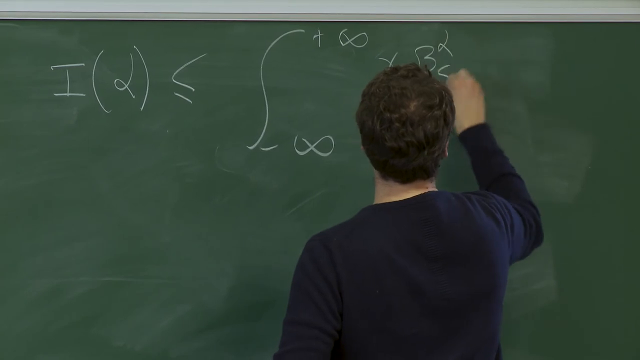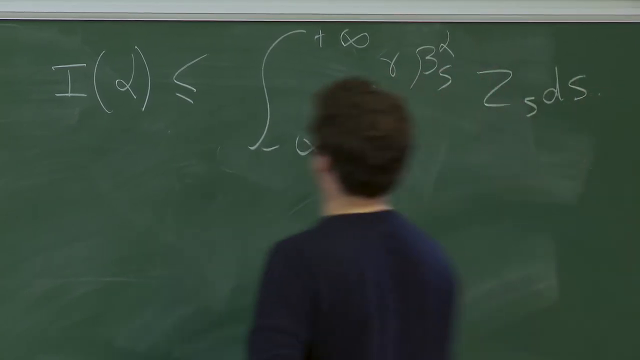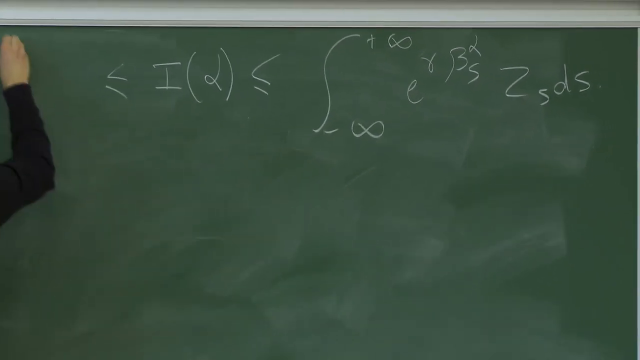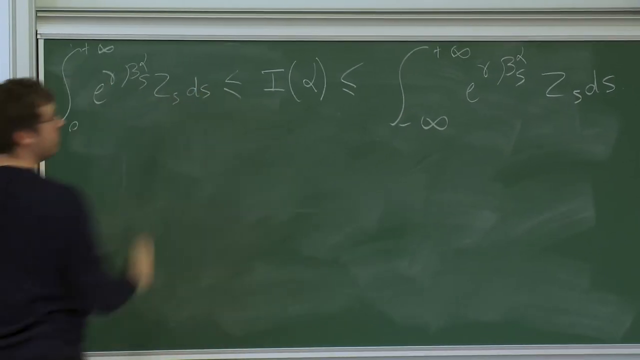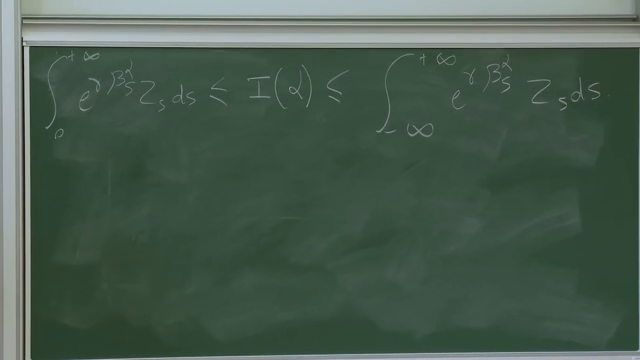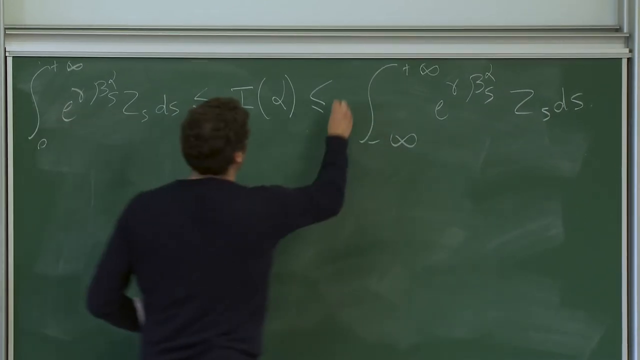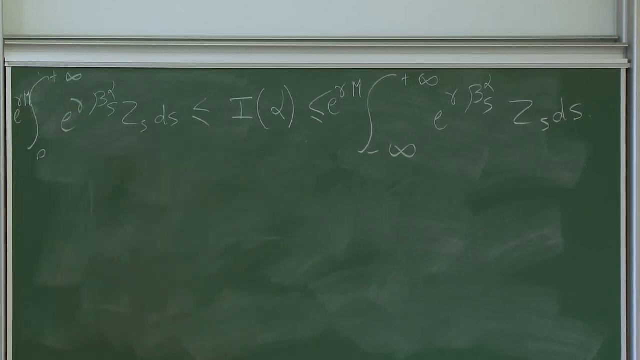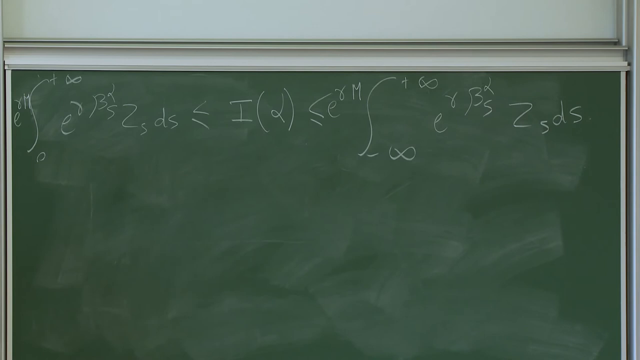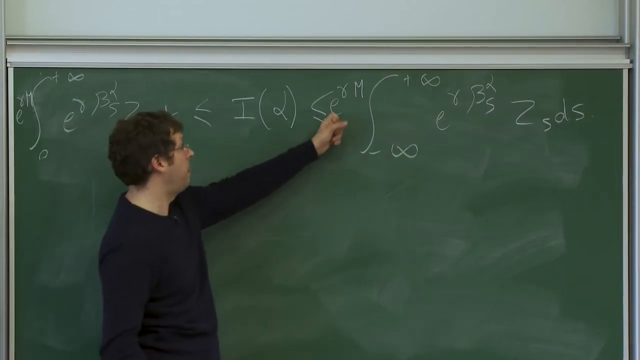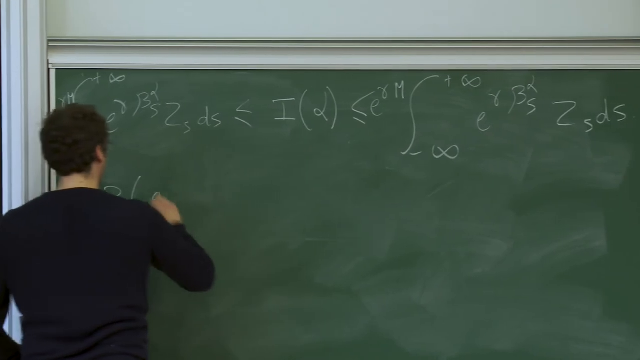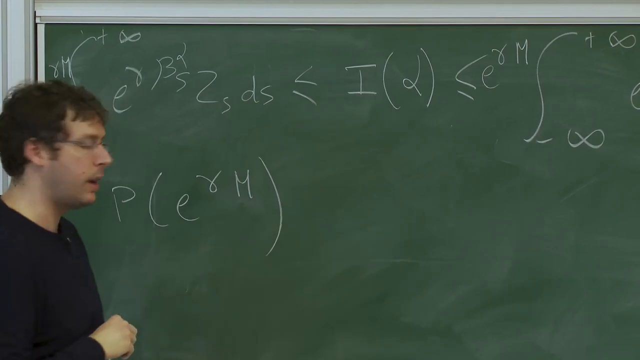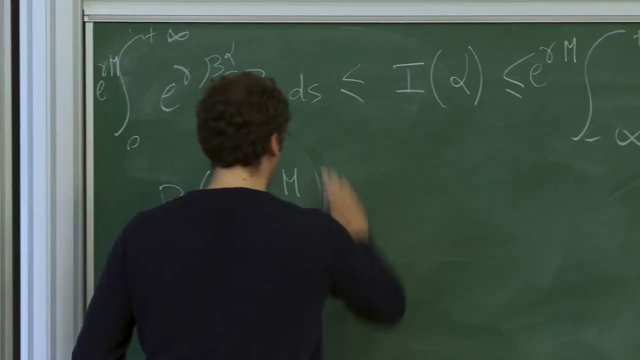It's clearly below, and it's clearly above this. But what is nice here is that these tails are obvious, right? This is this guy here, the maximum. Well, I know this is an exponential variable with parameter 2 gamma q minus alpha. So in fact, this is completely explicit.